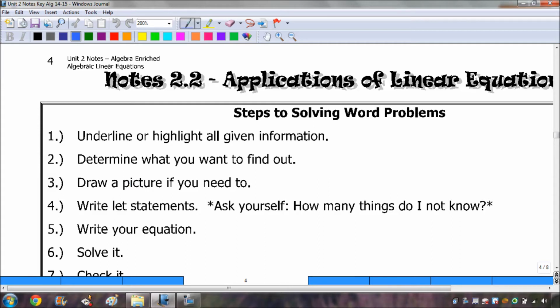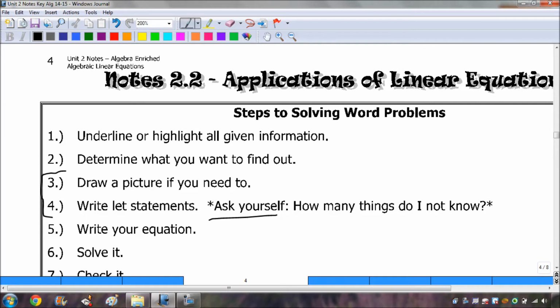Sometimes you can combine these two together. Not necessarily all the time, but sometimes you can. Number 3 is not necessary, but step number 4 is. By asking yourself, how many things do I not know? It helps you determine how many let statements you have to write, okay? And if you don't know what a let statement is, you will very shortly know, okay?